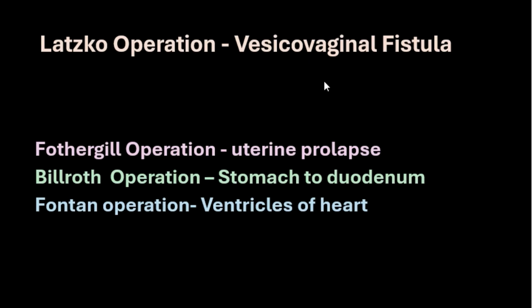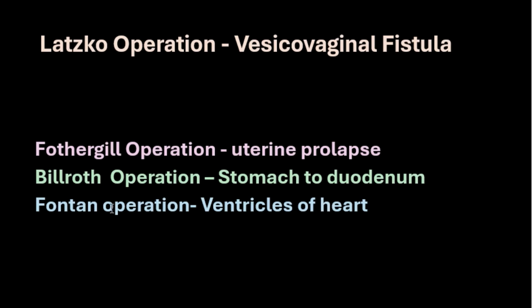Fothergill operation is for uterine prolapse. Billroth operation, there is Billroth 1 and 2. This is for stomach to duodenum stenosis repair, pylorus repair. Fontan operation is for ventricles of the heart. So these are the different operations given in these options.